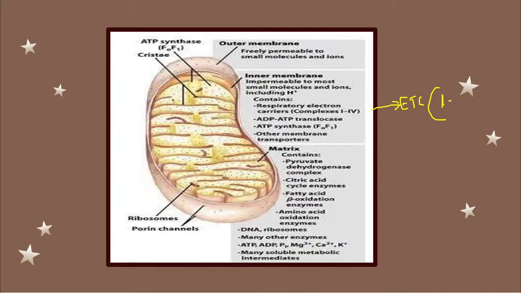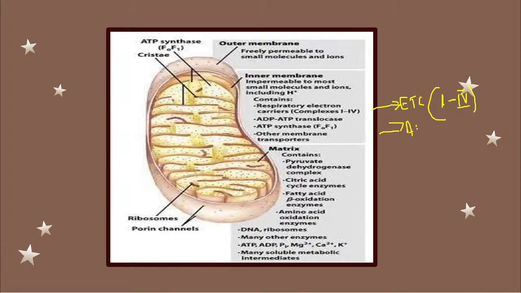Several electron acceptor complexes, 1 to 4. We know that in the electron transport chain, there are 4 electron acceptor complexes present. All those 4 complexes are present on the inner membrane of mitochondria only. That is the reason ETC will take place over there.